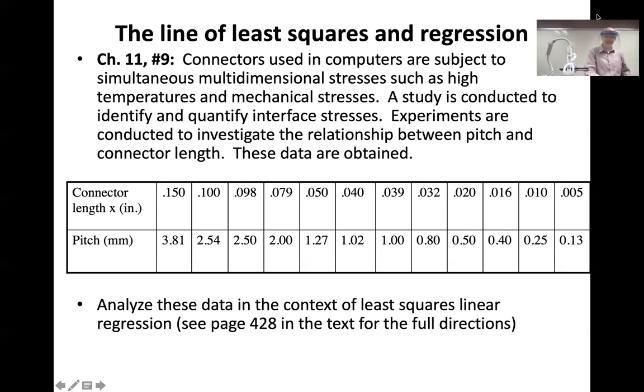Analyze these data in the context of least squares linear regression. See page 428 for the full directions. It's kind of long, I didn't want to type it all in. First thing to do is plot the data in what our book calls a scattergram, though I usually call it a scatter plot myself.